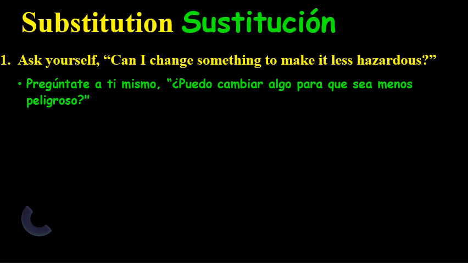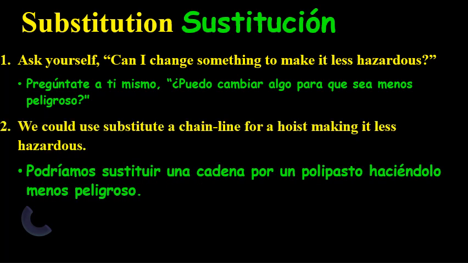Substitution. If elimination isn't feasible, the next best approach is to substitute the hazardous element with something less risky. This involves replacing the dangerous material, process, or equipment with safer alternatives. Ask yourself, can I change something to make it less hazardous? In this scenario, if a freight elevator was not available, we could substitute the chain line for a hoist, making it less hazardous.